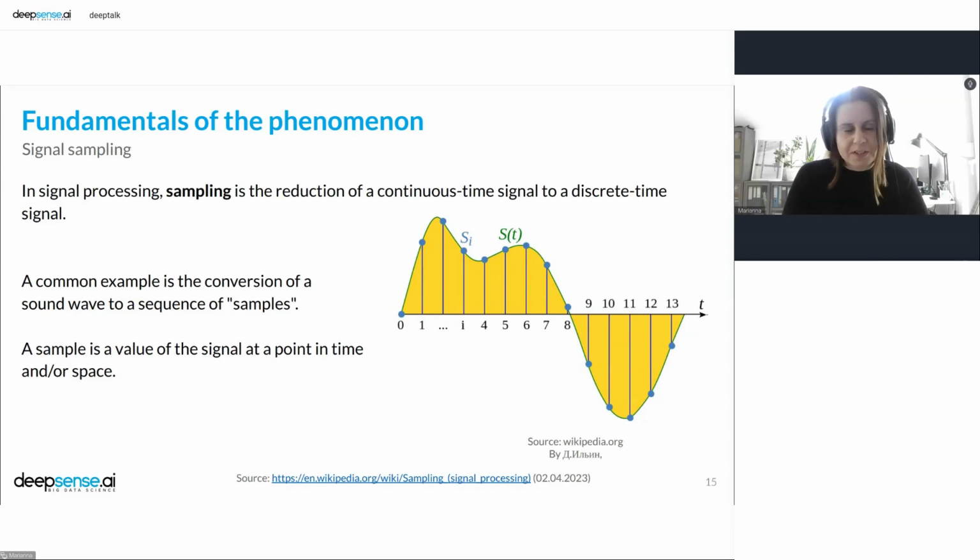First is sampling. In signal processing, sampling is the reduction of a continuous time signal to a sampled, discrete time signal. A continuous signal has a known value at every moment of time, and a discrete signal has known values only on the sample moments. A common example of the conversion is an analog sound wave to a sequence of samples, so to digital sound. And the sampling frequency determines how many samples in a given time or space we will take.